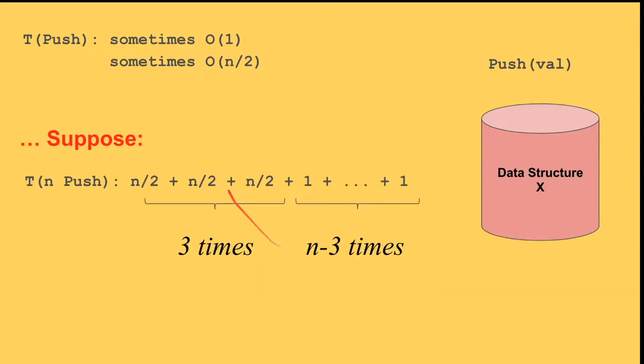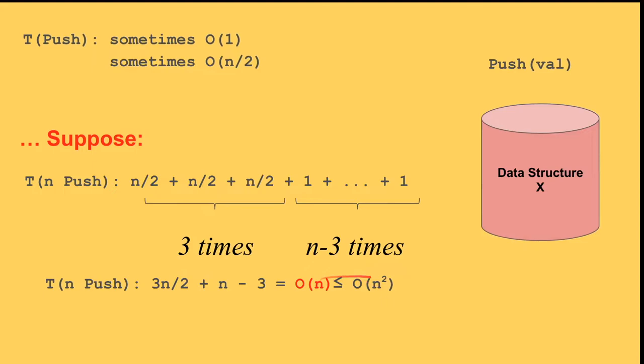All right, so now for this imaginary data structure, suppose in an imaginary program, I was able to count exactly how many times the runtime of one push was O of 1 and exactly how many times the runtime was N over 2. And imagine, suppose, three times it turned out to be N over 2 and then the rest was only O of 1. Therefore, T of N pushes is 3 times N over 2 plus N minus 3 for these ones here, which is O of N. And compare this to what we calculated pessimistically before, which is O of N squared.